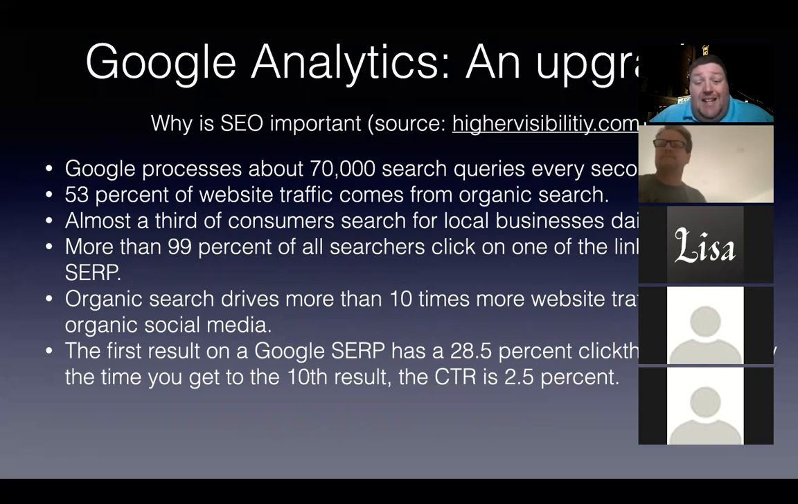And more than 99% of all searchers click on one of the links in the first search engine results page. So essentially, that's where we mentioned wanting to be in the first two positions, because more often than not, if they are going to click, that is where they're going to click from. Organic search drives more than 10 times more website traffic than organic social media.